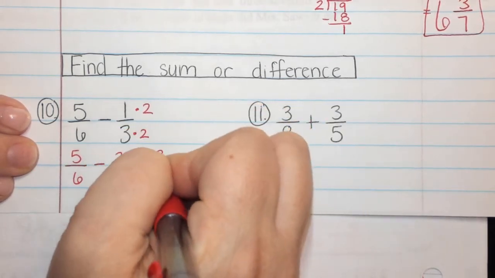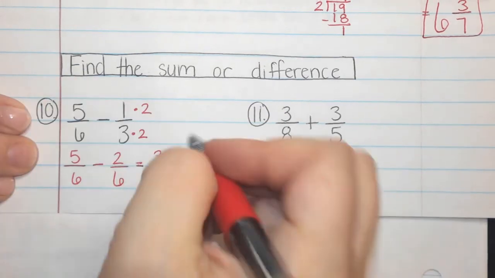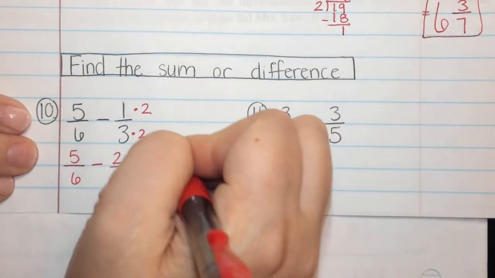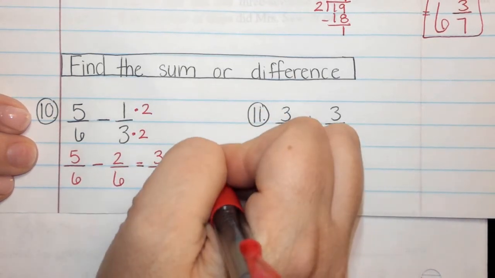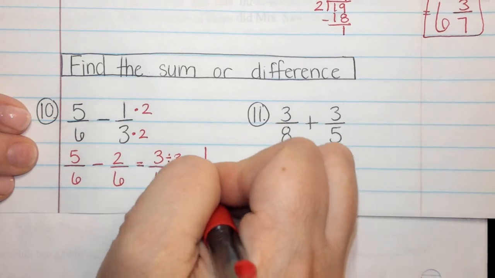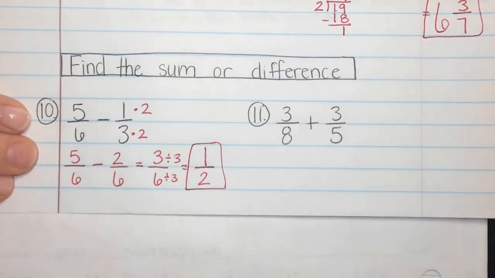3 over 6. And is that a good way to leave my answer, Mason? I can divide them by 3. 3 divided by 3 gives me 1, and 6 divided by 3 gives me 2. All right, so I'm going to pause here because these are two questions like what are going to be on your test. There will be some that simple. There will be some of the harder ones that we've worked, but there will be some that are that easy.